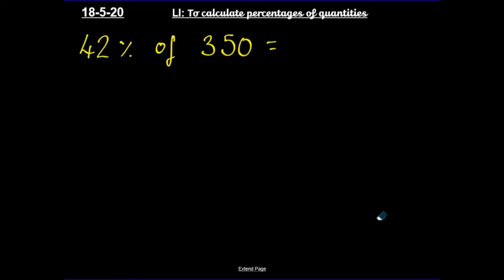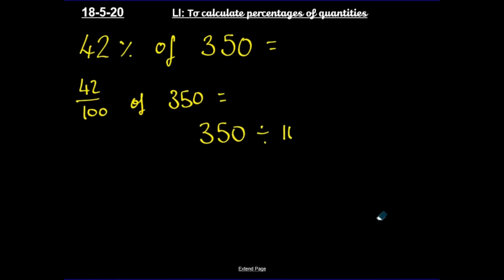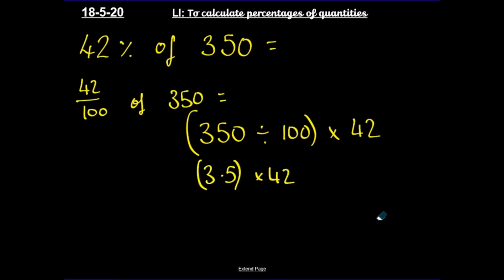42% of 350. Again, I could think of that as 42 over 100 of 350. Well, therefore, it is going to be 350 divide by 100, and then multiply that answer, hence why it's in brackets, by 42. Well, 350 divided by 100, straight away that is 3.5. Okay, so that's 3.5 times by 42.